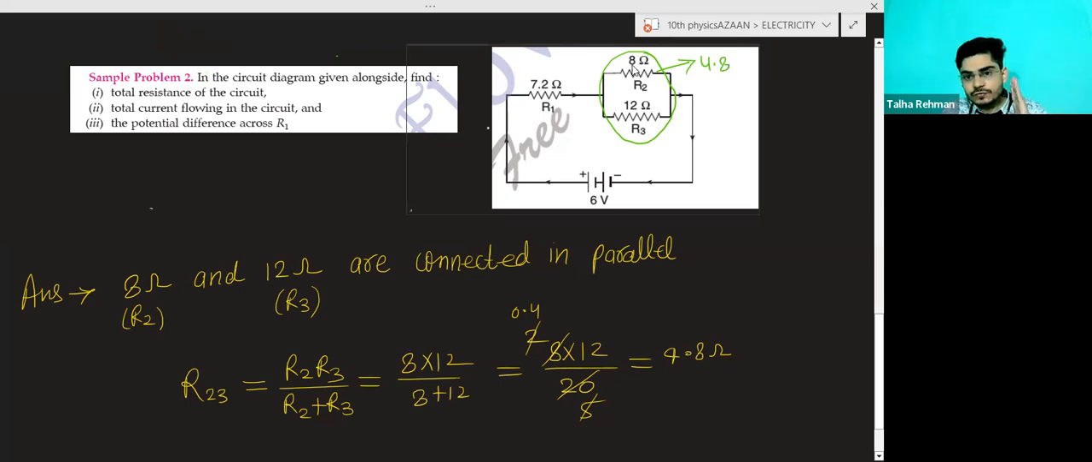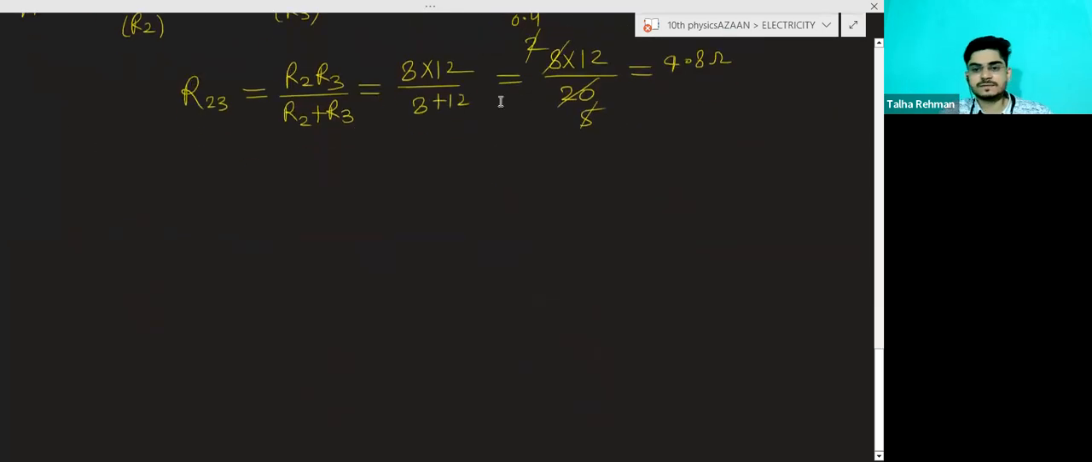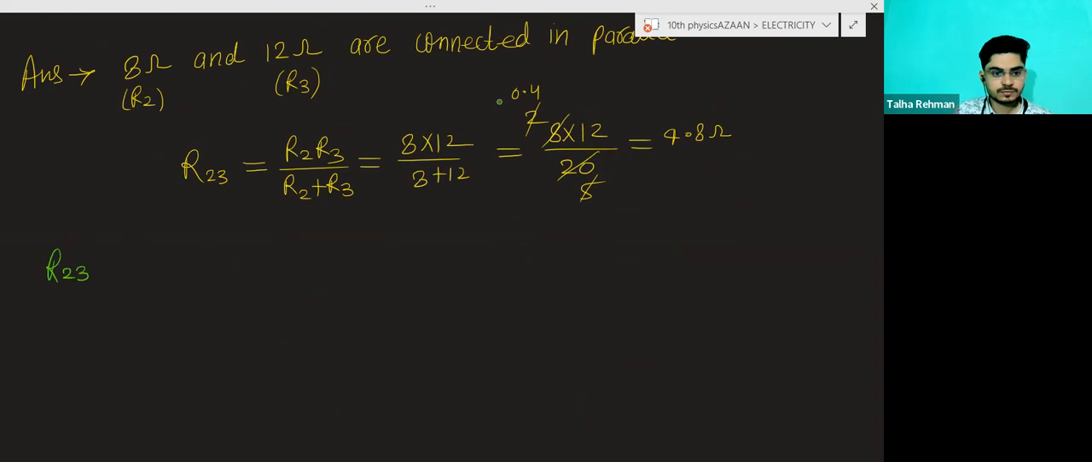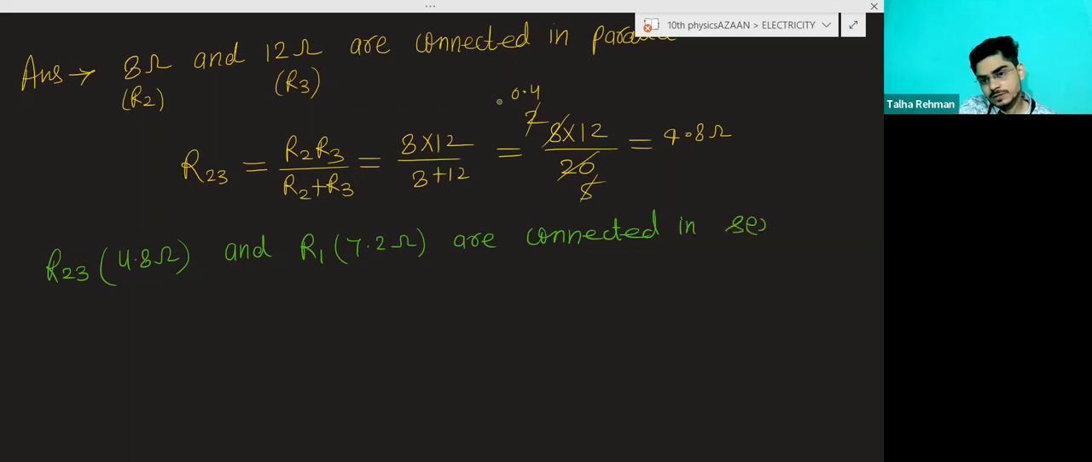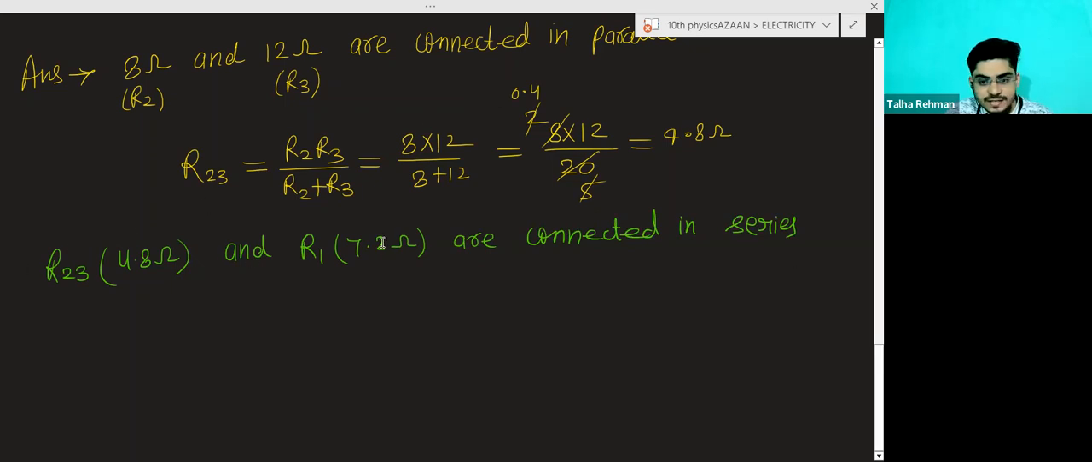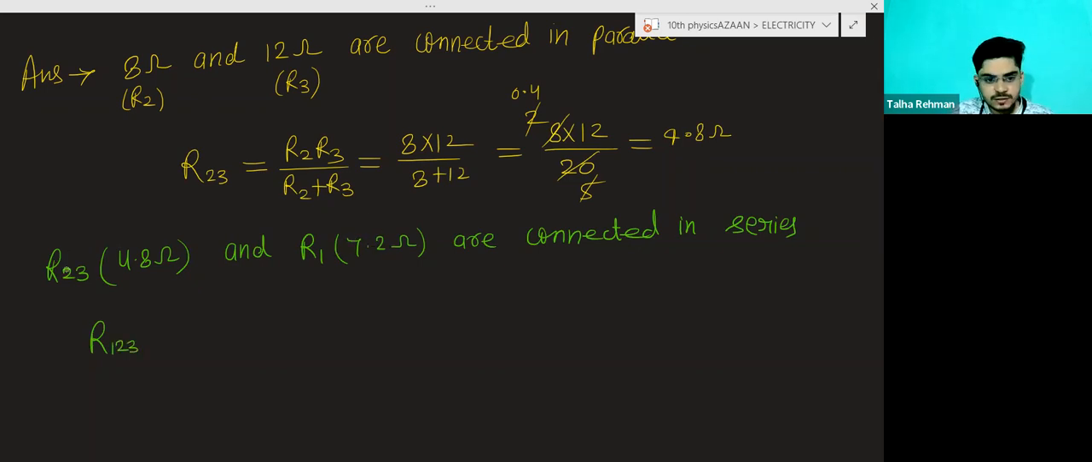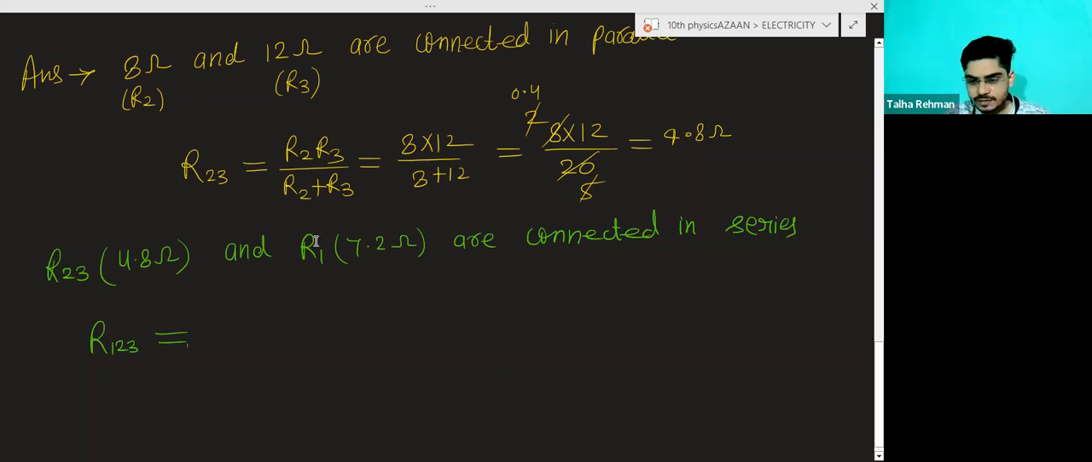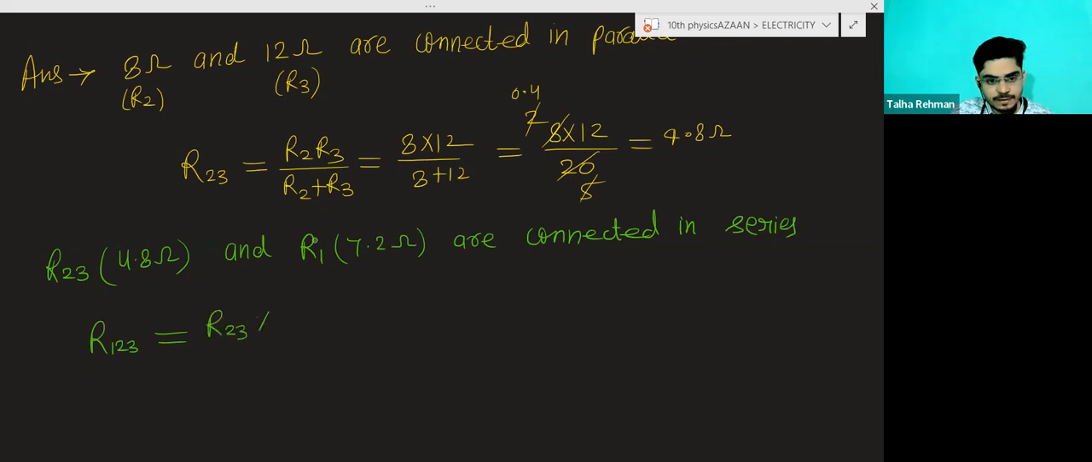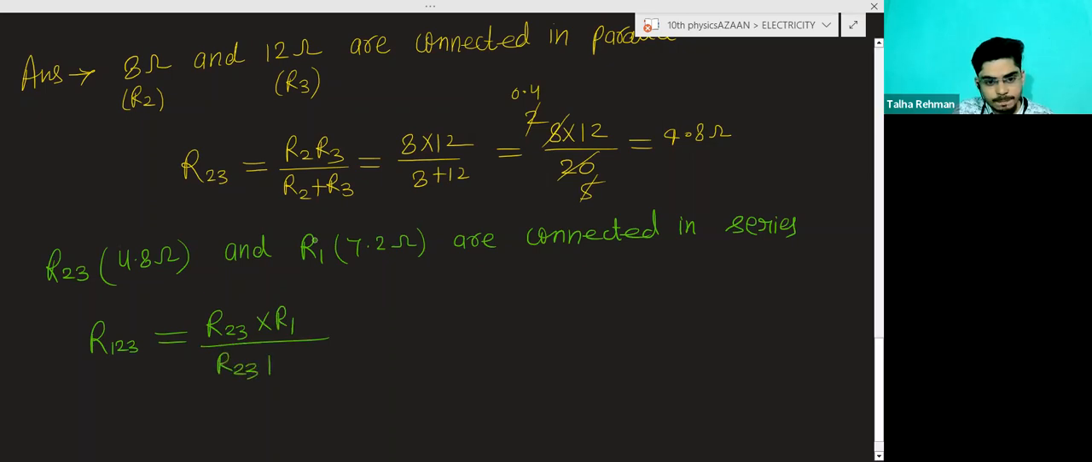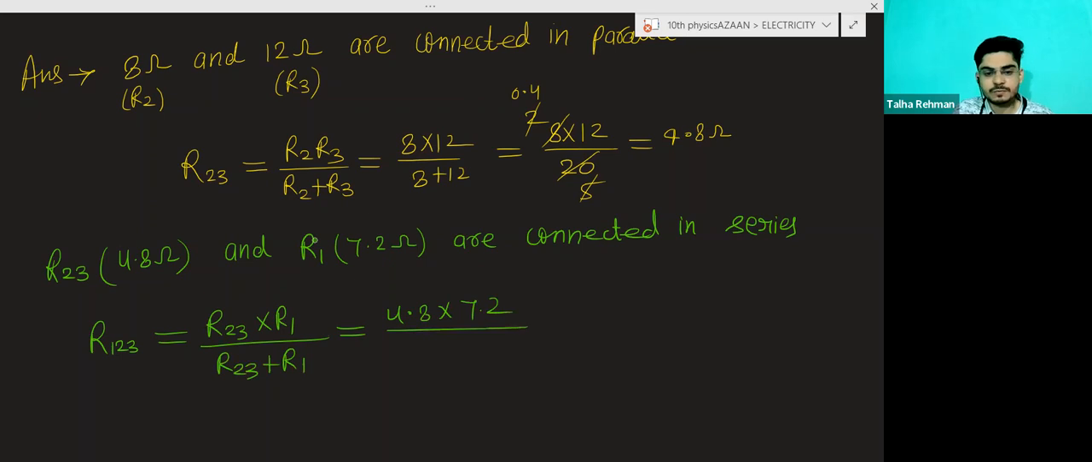Now 4.8 and 7.2 are connected in series. So you can write R23, that is 4.8 ohm, and R1, that is 7.2 ohm, are connected in series. So you can find the resultant of this and this. Very easy. This is the resultant resistance R123. Product of two resistances divided by sum of two resistances: R23 multiplied by R1 divided by R23 plus R1. That is 4.8 multiplied by 7.2 divided by 4.8 plus 7.2.